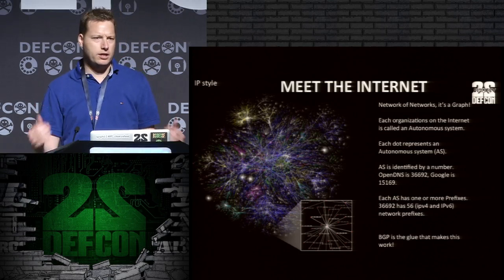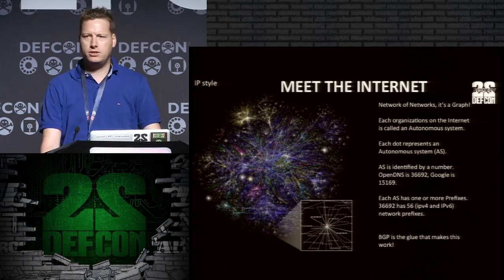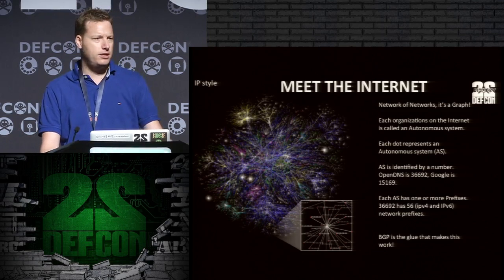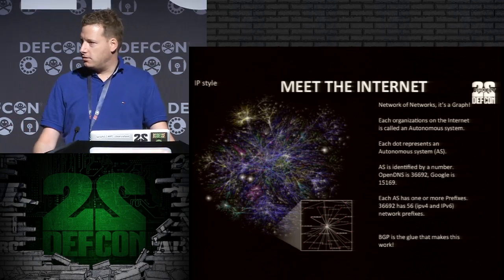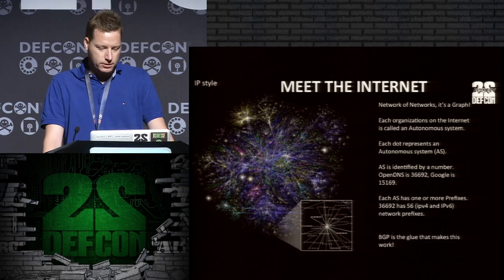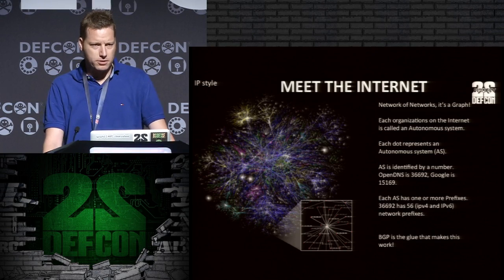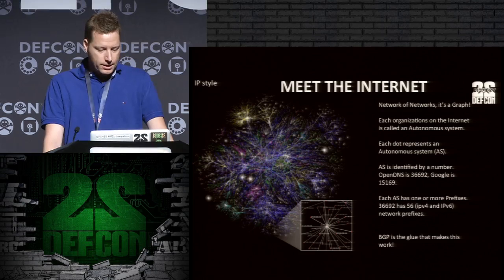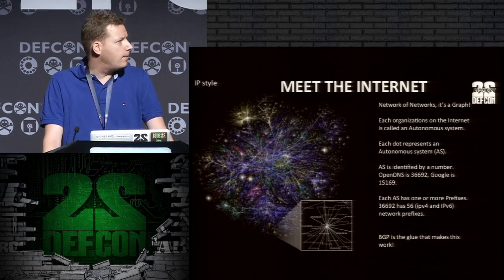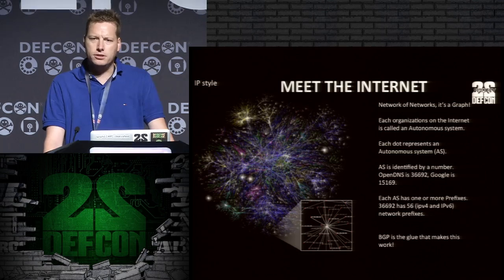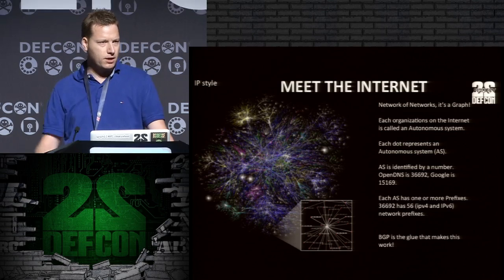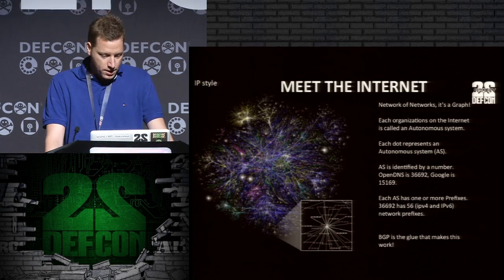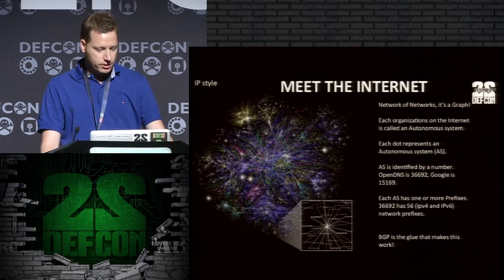and an autonomous system on the internet is basically one organization. So OpenDNS is an autonomous system, Google is an autonomous system, AT&T, Verizon, and so forth. And each of these autonomous systems is identified by a number, which we call an AS number, or sometimes people call it an ASN. And then each ASN has been allocated or announces one or more IPv4, IPv6 prefixes. It can be just one, but it can be several thousands. But that's basically how it works. I'm sure you all knew that, but now we're all on the same page.